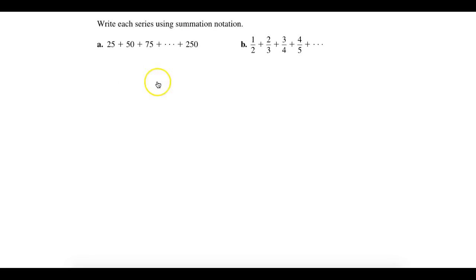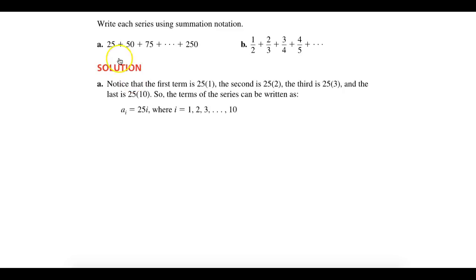Now let's go back here. Let's look at these two series using summation notation. You'll notice one is finite, the other is infinite. Let's go ahead and work through this. So in this one, as we're starting to learn how to read patterns, we notice this is just 25 times 1, 25 times 2, 25 times 3, all the way up to 25 times 10. So we can write this series as A sub I equals 25I, where our I values are the finite series 1, 2, 3, all the way up to 10.